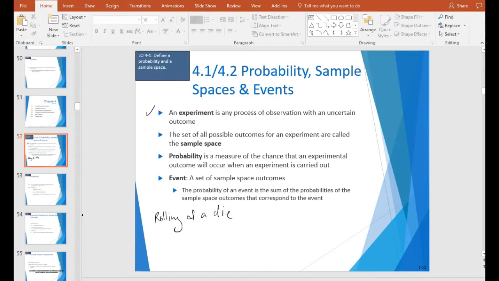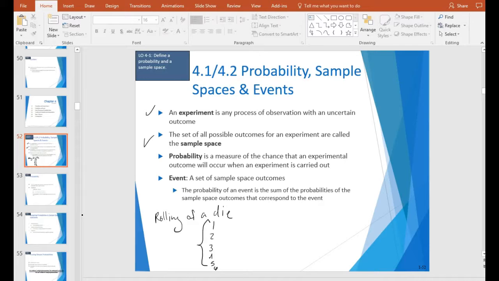The set of all possible outcomes for the experiment is called the sample space. So what are all the possible outcomes of rolling a die? The outcomes we have are 1, 2, 3, 4, 5, and 6. So that would be considered the sample space: 1, 2, 3, 4, 5, and 6.